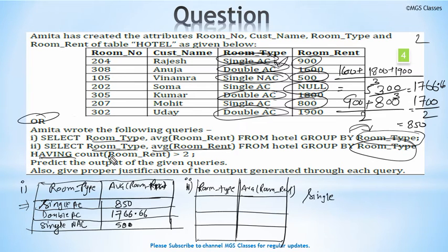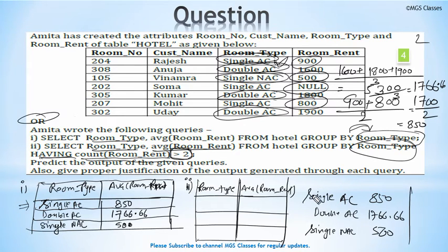3 groups may not come. So count of room rent will be calculated, and whenever there are 2 or more rows in any group, then in that case this will come in output. For single AC, double AC, I am just calculating, and single NAC. So average we have already calculated, 850 and 1766.66, and one another one is 5 null.